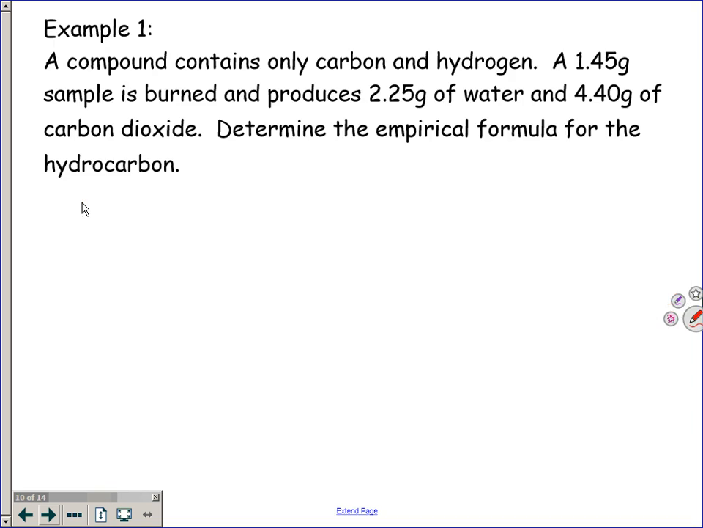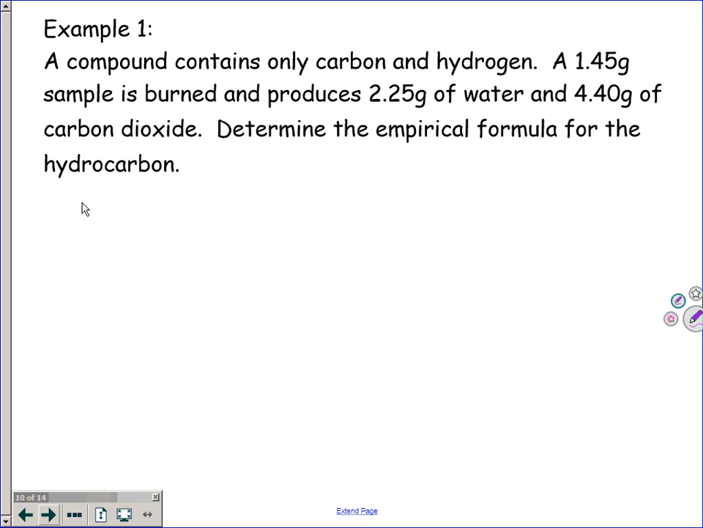Yes. The first 2 examples are the 2 examples that are in the packet. All right, I will go back to that slide, I promise. All right, so a compound contains only hydrogen and carbon. Woo, this is an easy one. We have a sample, it's 1.45 grams, and it's burned, aka combusted. It's producing this much water and this much carbon dioxide. We're going to determine the empirical formula. This is example 1 in your packet.